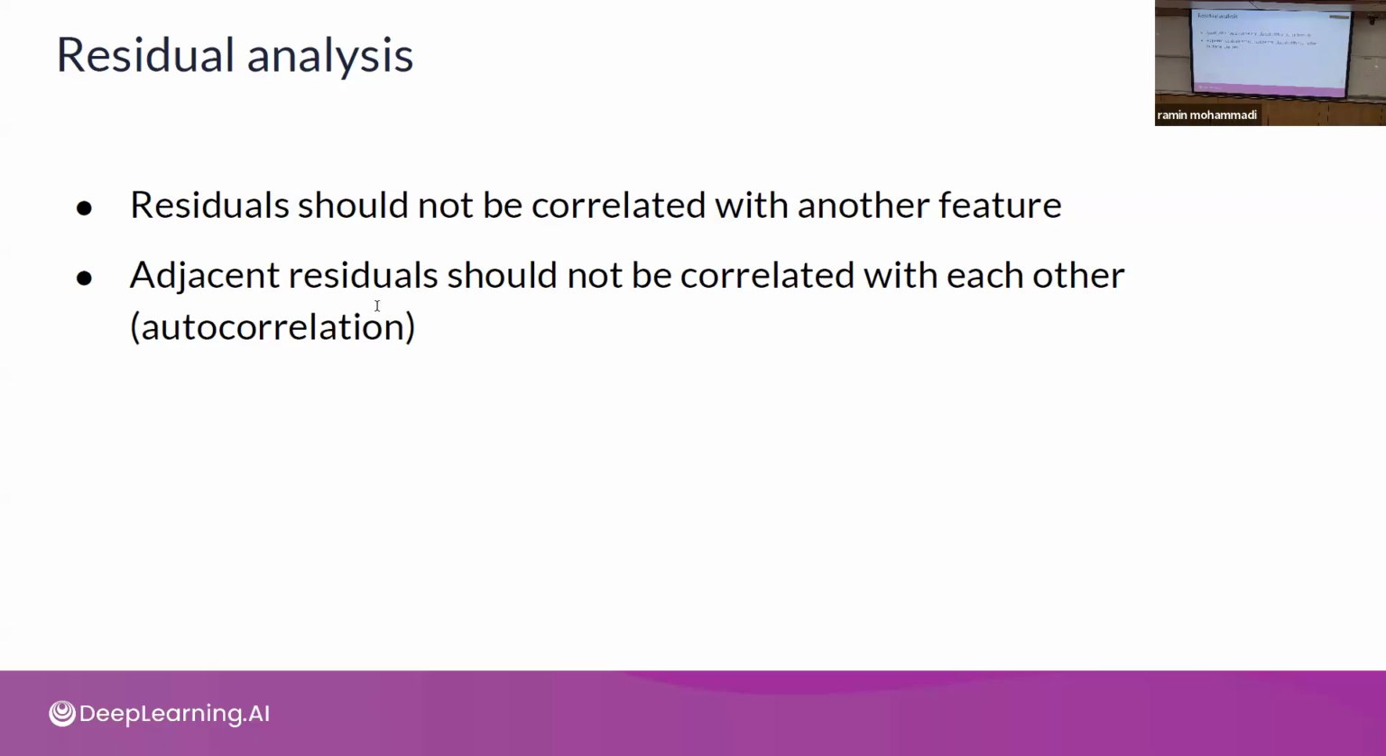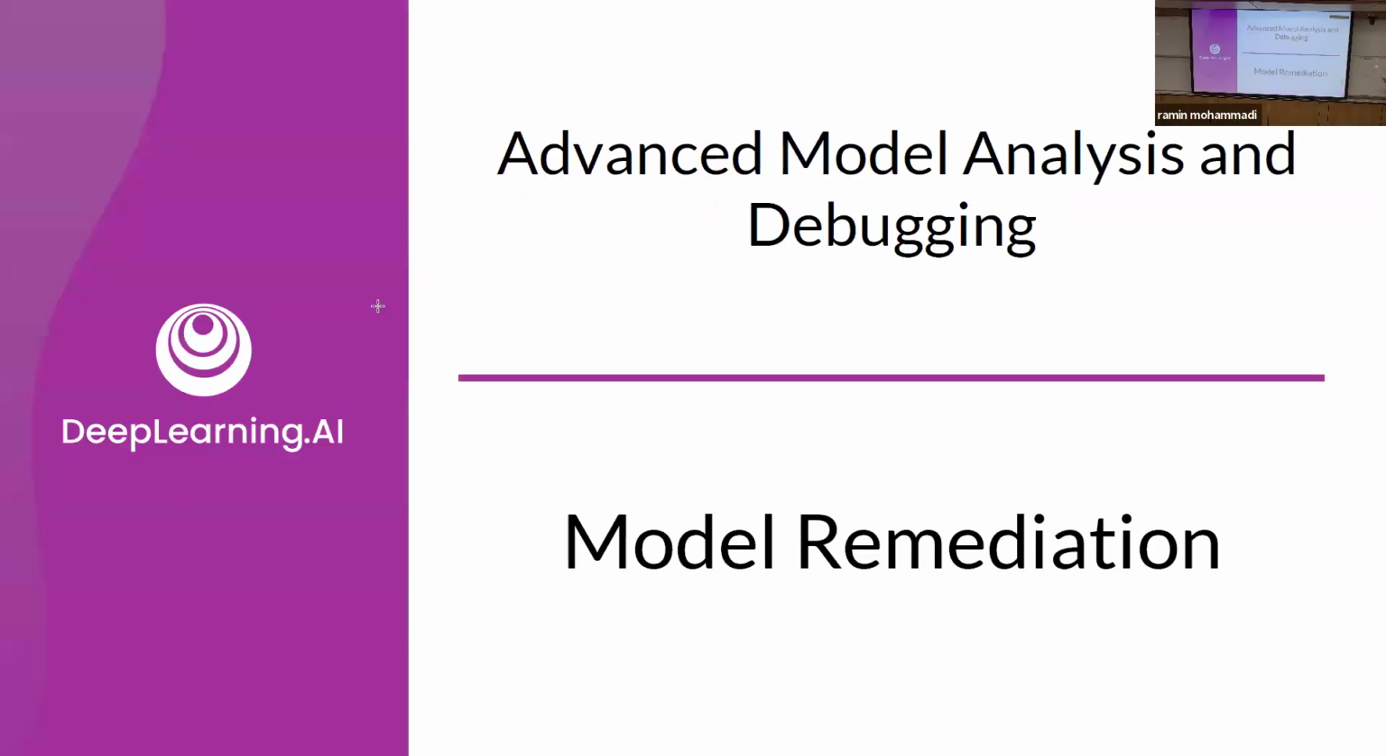And then adjacent residuals should not be correlated with each other. So you shouldn't have autocorrelation among your residuals. Is this clear? All right.